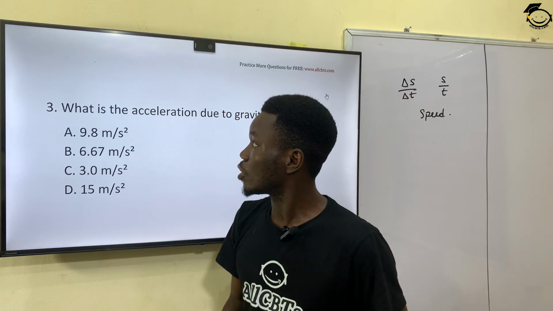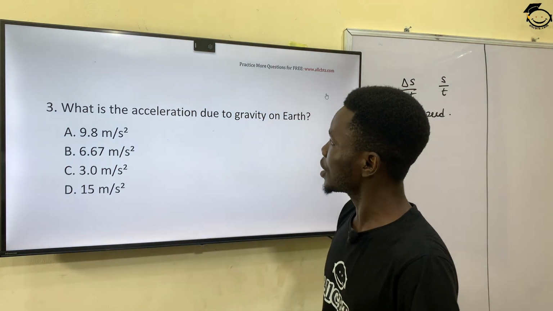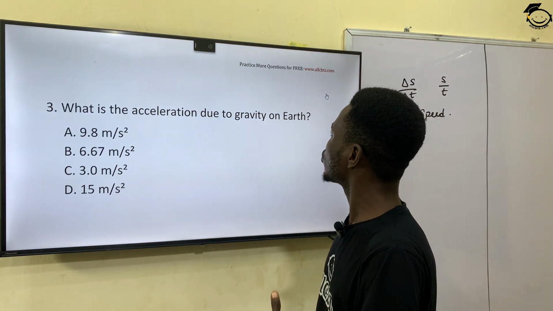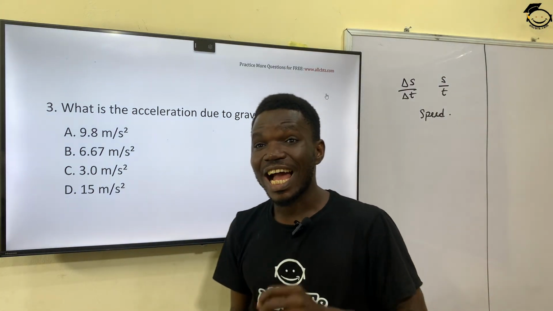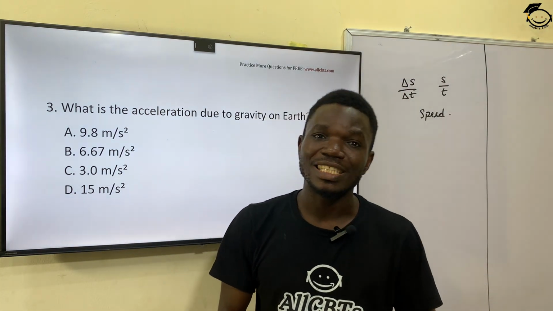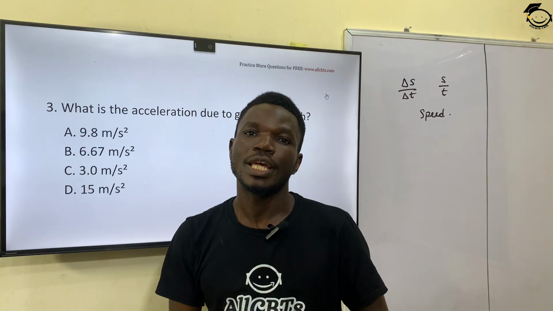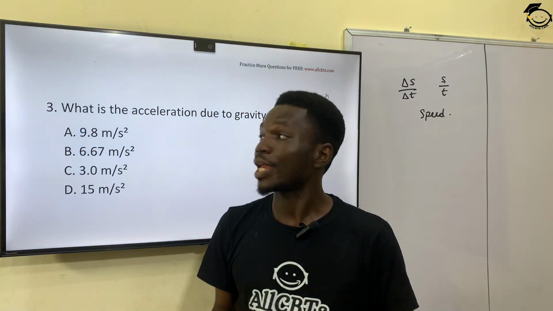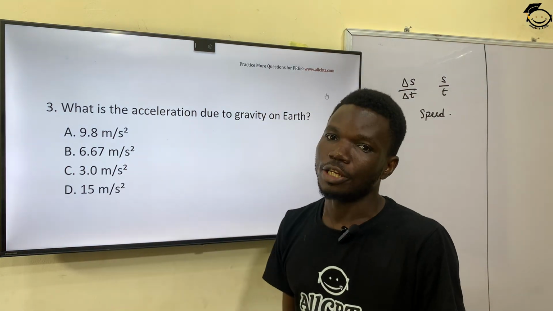So that is also question number 3, which is, what is the acceleration due to gravity on Earth? The acceleration due to gravity on Earth is simply 9.8 meters per second squared, and that is option A.